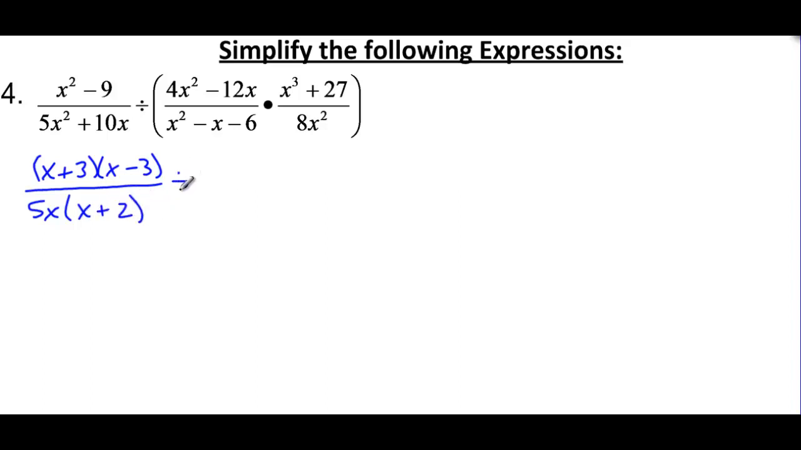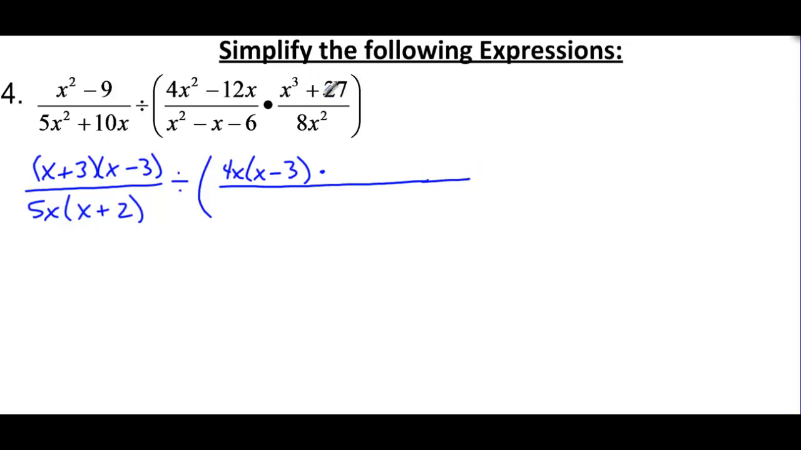Alright, I'm going to leave the division right now because I'm going to deal with that second. I'm going to look at this as one big fraction first. I have a GCF of 4x. I'm going to factor that out and be left with an x minus 3 times, I'm just going to look at the numerator. Again, it doesn't matter what order you do this in.